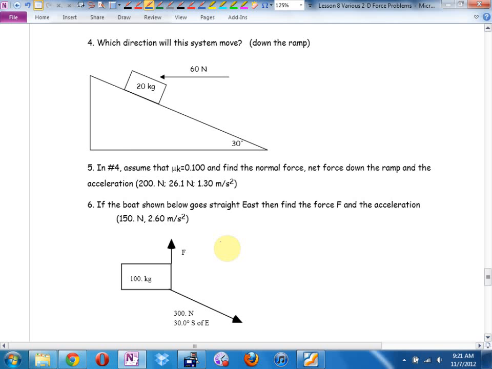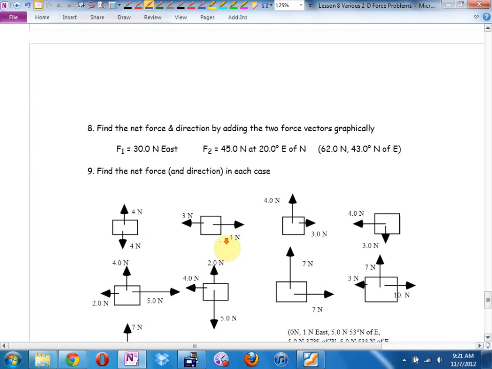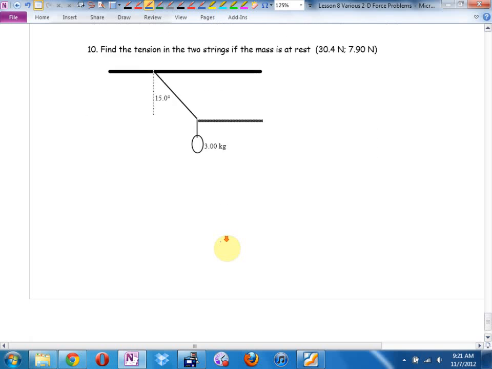3 and 4 are really overkill. 5 and 6 are really overkill.